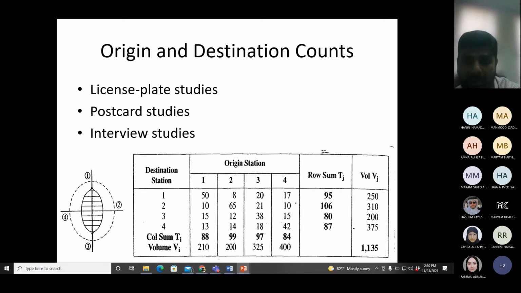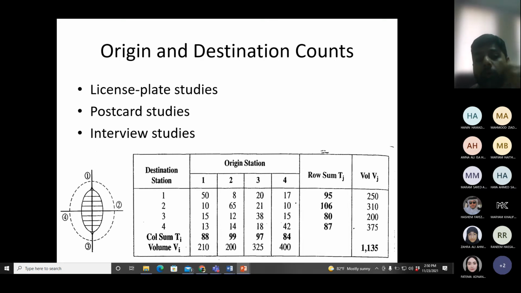In the postcard technique, what is a postcard? A postcard is a small card. On one side of the card, you have a few short questions, very few, 4 or 5. Obviously, 2 of those questions are origin and destination. What is the origin of your trip? What is the destination of your trip? The other questions may include travel time, mode choice, and so on. On the back of the card, you give your address.